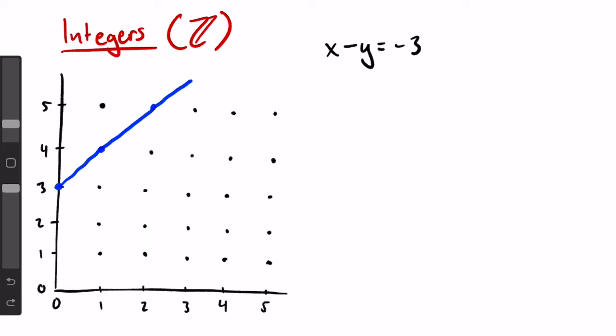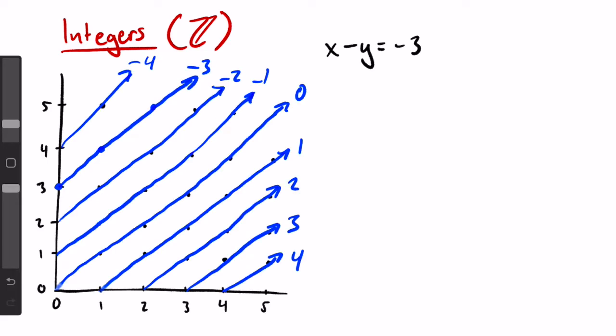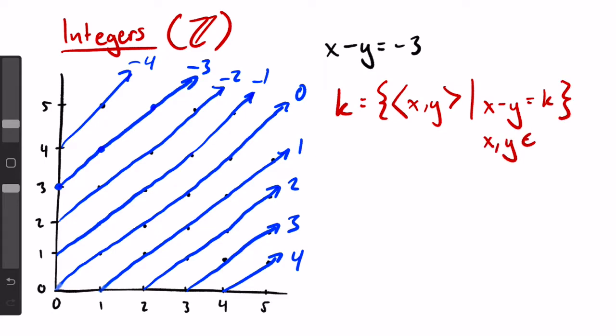Every ordered pair of points on this line has a difference of -3, and we can do the same thing for all the rest of the integers. To formalize this construction, we define an integer k as the equivalence class of all the ordered pairs x, y, such that x minus y equals k, and x and y are natural numbers. Using this definition, we can create any integer as an extension of our previous construction of the natural numbers.